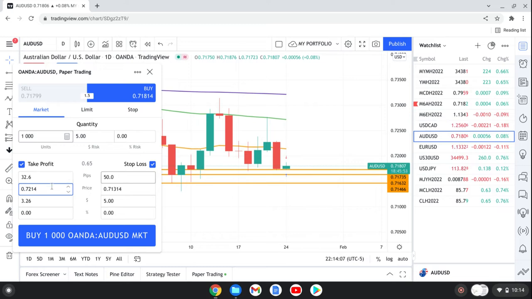But I do want my take profit to be at 72.14. So it's letting me know from that current price to where I want to get out at, it's 32.6 pips away. My profit is gonna be just $3.26. Might not sound like a lot, but hey, I'd rather make $3.26 being right and made an educational trade than sit here and make a trade and I'm just gambling.